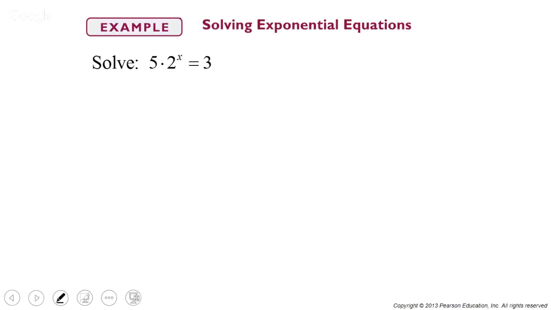Now, I want you to try this problem. Well, let's do this one together. We have 5 times 2 to the x equals 3. I need to get the exponential by itself, so let's go ahead and divide both sides by 5. Now I have the exponential by itself. But once again, there's no way I can make 3/5 into a base 2. So I'm going to ln both sides.